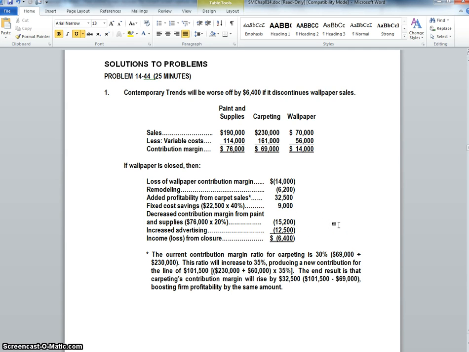Lastly, there's the increased cost in advertising. This is a cost that you would not have if you chose to keep Wallpaper open. So when you tally up all these individual items, you can see income or loss from closure is actually a loss of $6,400. So that all of a sudden puts a little bit of a new perspective on your decision making. Initially, you think they're operating at a loss, just close them down. But if you close them down, you're going to incur even greater losses.